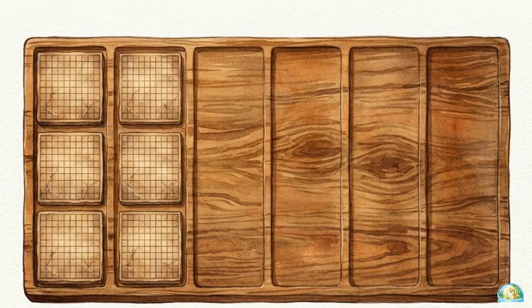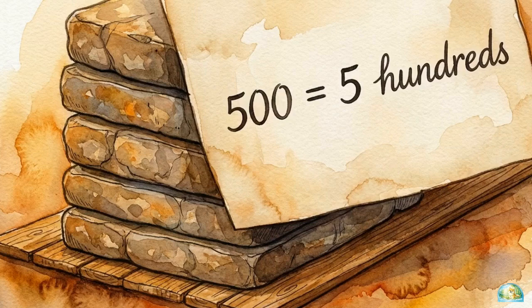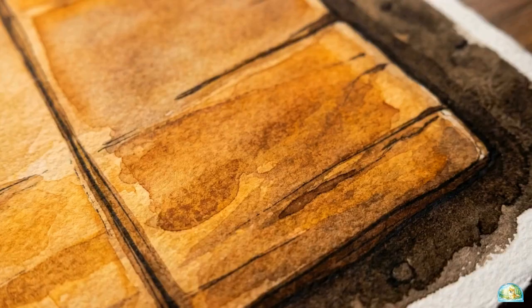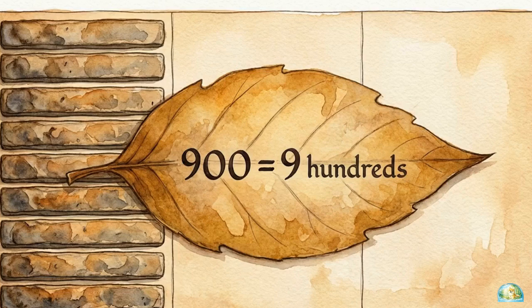Here are 5 flats in a row. Even with 5 flats on the shelf, the tens and ones columns stay empty. That gives us exactly 500. 5 hundreds, 0 tens, and 0 ones. Let's go to the limit. 9 flats now fill the entire length of the shelf. Checking the tens column, it's still at 0. Checking the ones column, it is also 0. 900 is 9 hundreds, 0 tens, and 0 ones.